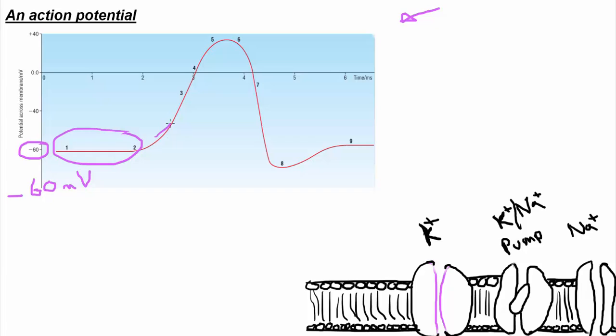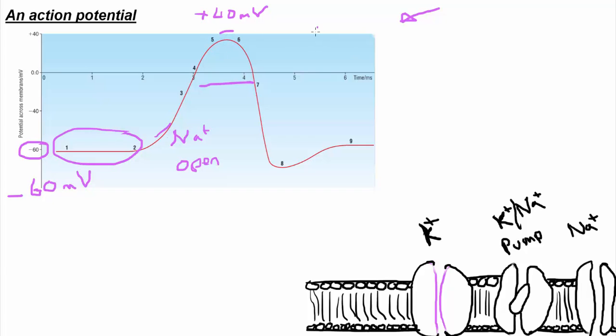Now between points 2 and 3 what's happening is the action potential has arrived, and this causes sodium channels to open. The sodium channels open here, and that depolarizes the membrane. So for about 1 millisecond the membrane will reach about positive 40 millivolts.